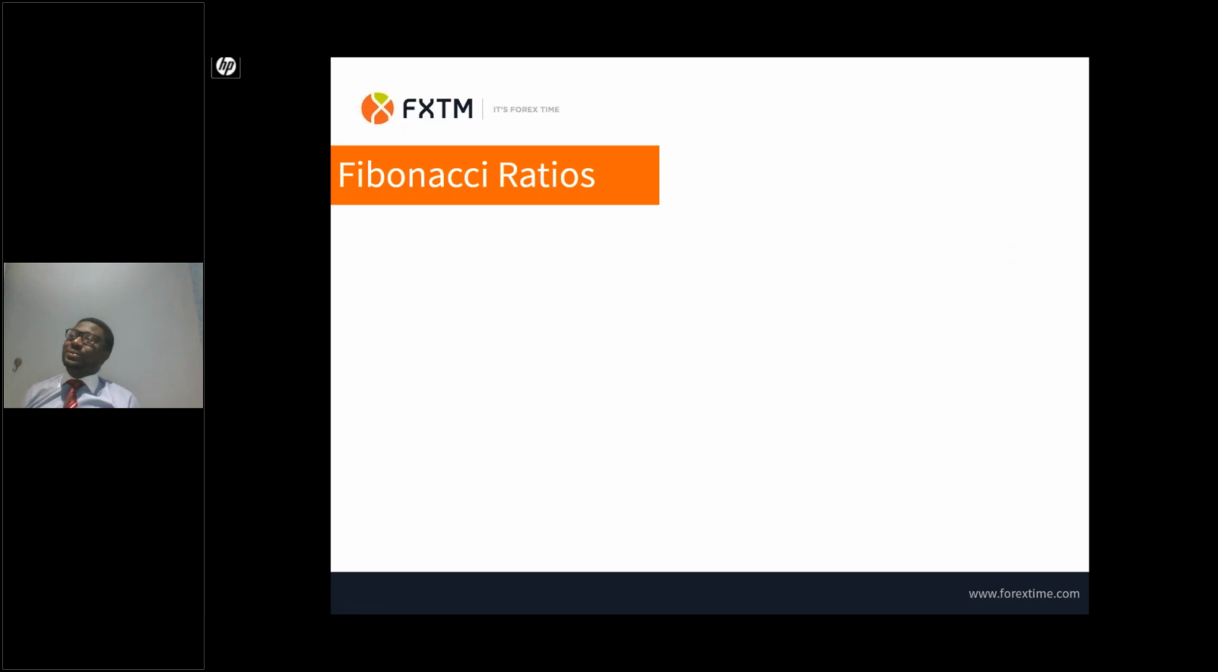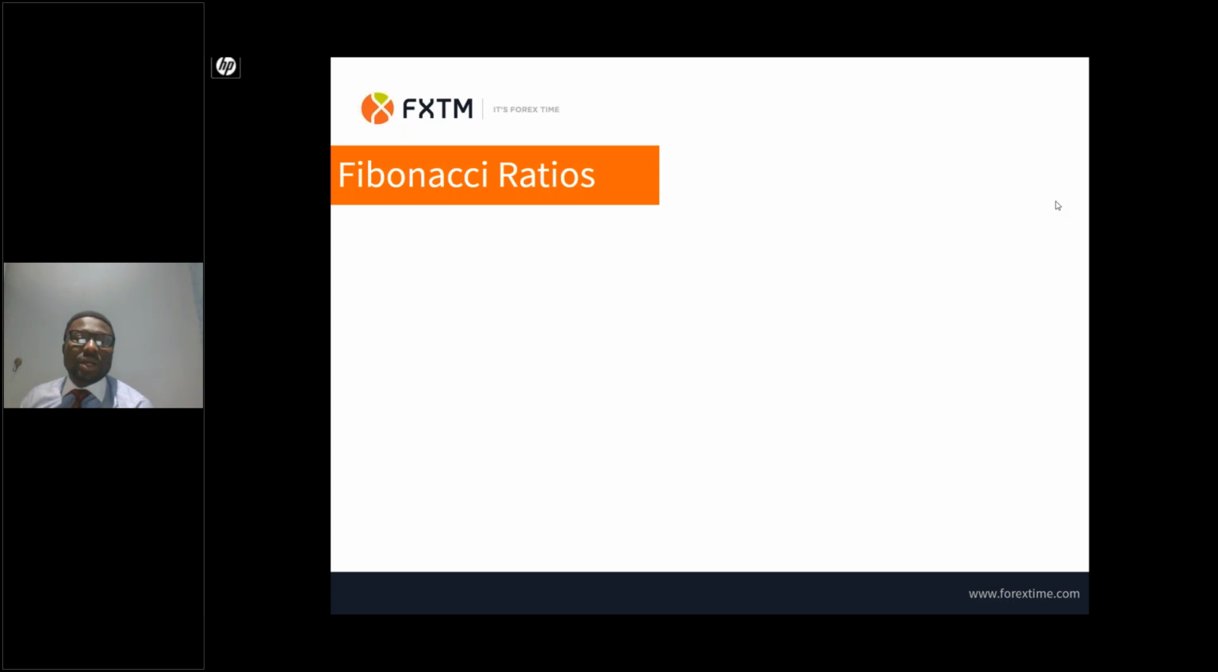The Fibonacci ratios. What are Fibonacci ratios? We'll just give a brief summary of the Fibonacci. Fibonacci was an Italian mathematician who did an experiment, worked on a research, and came up with some fantastic numbers. Those numbers play a lot in mathematics, physics, and also we know that price is number. So we see it also play out very strongly in price, and therefore we are considering it.